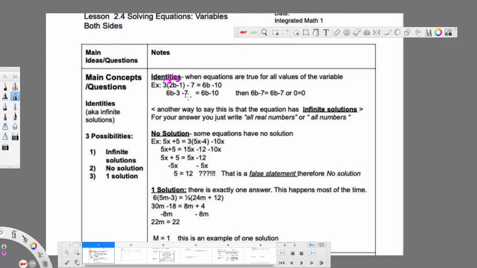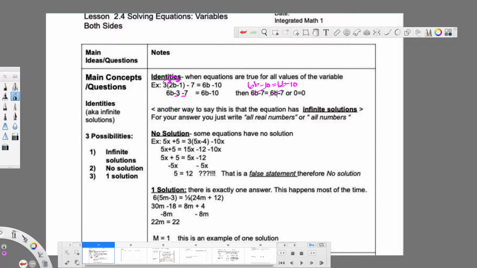Now we can start to group like terms. So we have negative 3 minus 7. Remember, they're both negative, so we combine. And what you might notice right away here is as soon as you combine, that's interesting. So if you combine these, I'm going to cross this off, you would have 6b minus 10 equals 6b minus 10. So they equal each other. They're identical on both sides.